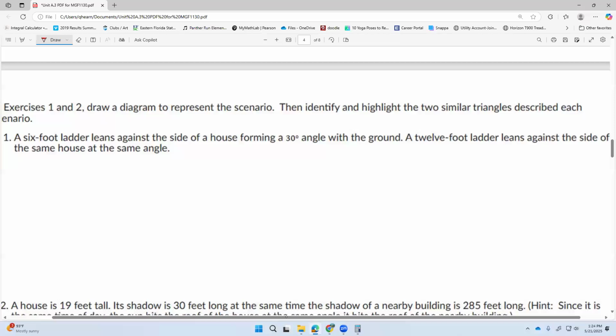Okay, so number 1 says a 6-foot ladder leans against the side of a house, forming a 30-degree angle with the ground. A 12-foot ladder leans against the side of the same house at the same angle. Okay, so we have a 6-foot ladder leaning against a house. We have a 12-foot ladder leaning against the house. Let's go ahead and just try to draw that.